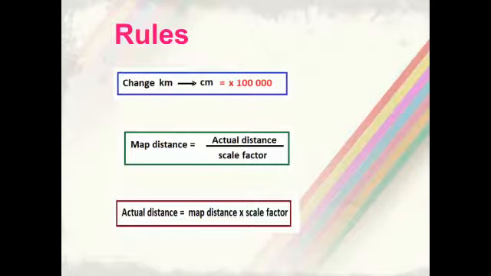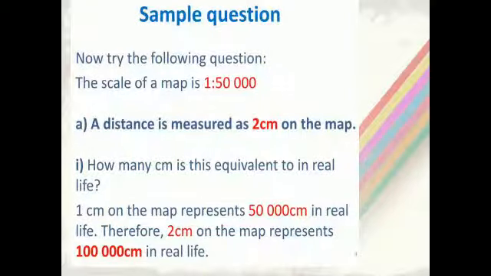Okay, so we will explain with examples. This is a sample question. The scale of the map is 1:50,000. Okay, a distance is measured as 2 centimeter on the map. How many centimeter is this equivalent to in real life?